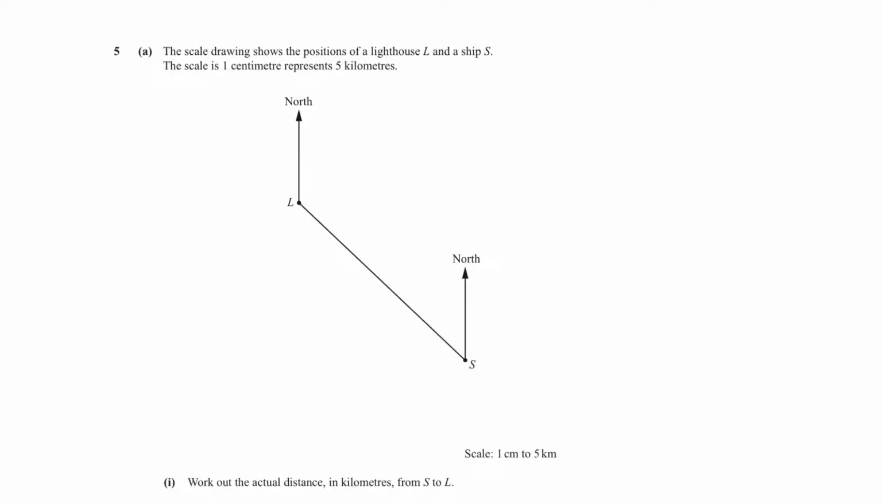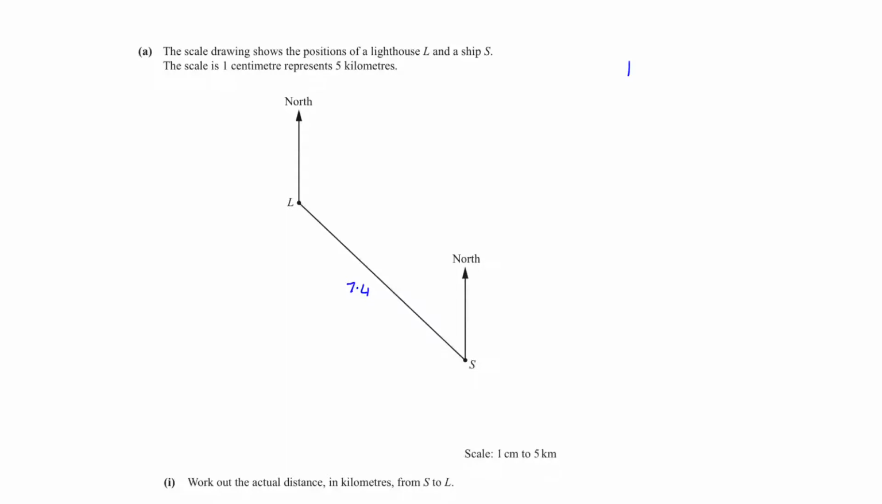Question number 5. In part A, we have been given the scale drawing showing the position of a lighthouse and a ship. The scale is 1 centimeter represents 5 kilometers. Work out the actual distance in kilometers from S to L. So with a ruler, we'll measure the distance between S and L and we'll get 7.4 centimeters.